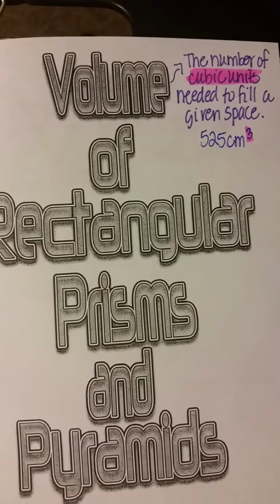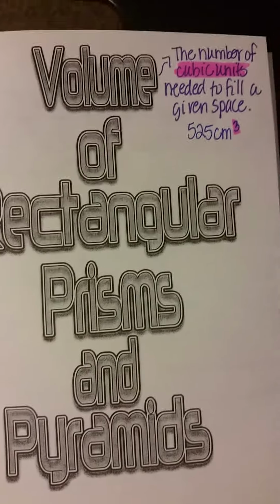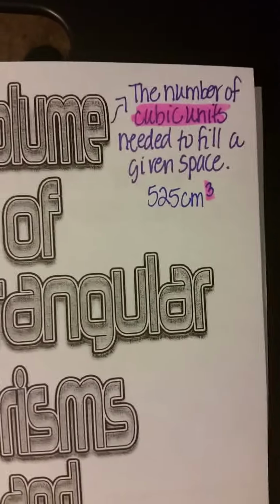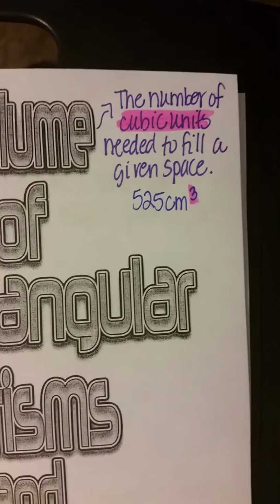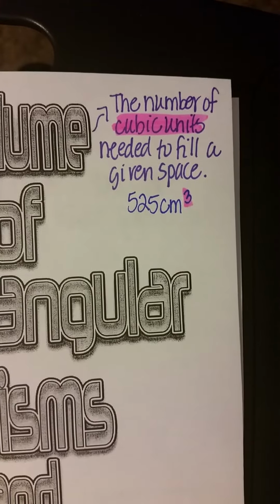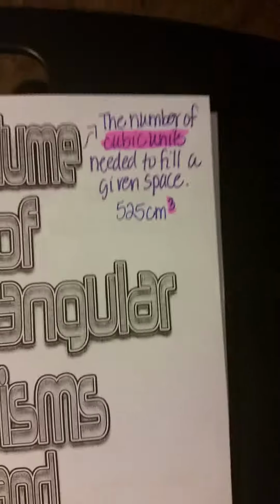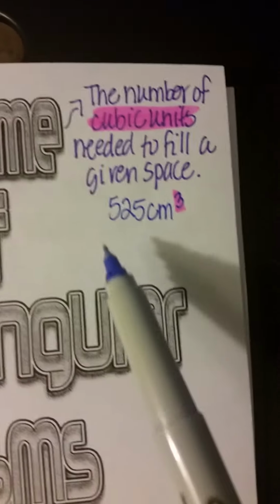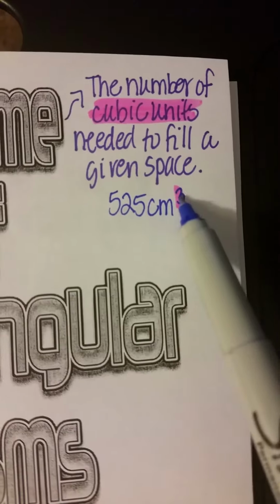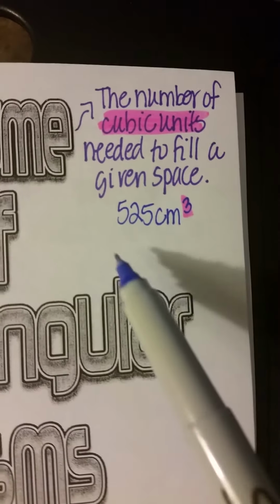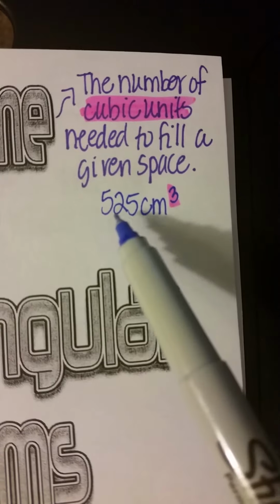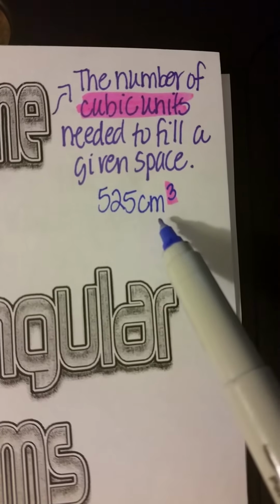Okay, class, today we're going to talk about volume of rectangular prisms and pyramids. And first, before we start, we're going to define what volume is. Volume is the number of cubic units needed to fill a given space. And I wrote you an example here, how volume is written. It's written with a 3 here, 525 centimeters cubed is how we say it, or we can say 525 cubic centimeters.